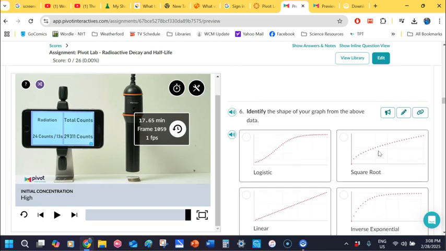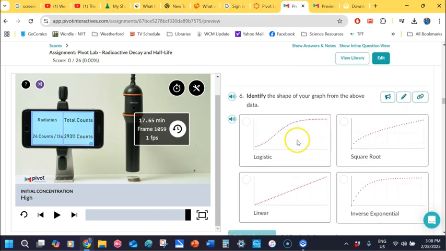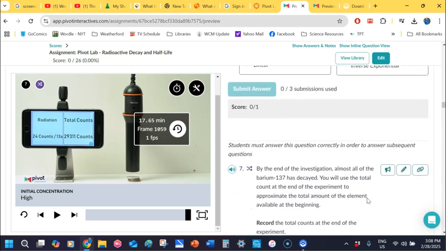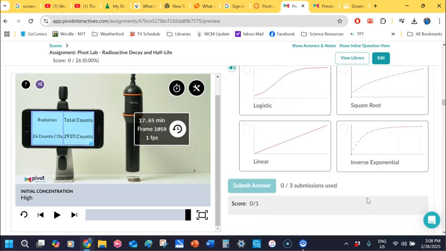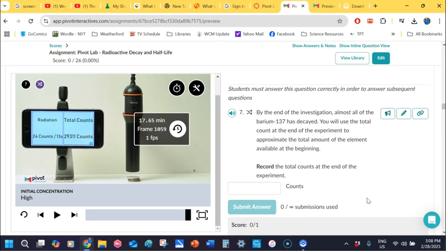Then they're going to ask you to identify the shape of your graph. Is it more like this, where it's more kind of S-shaped? Is it a square root graph, or like that? Is it straight like that? Or is it exponential but inverse, rather than going like this or climbing up, it's going to be like this. And they're going to ask which one of those does it look more like. Okay, so you will have to look at that once you see your graph. That'll be pretty easy.